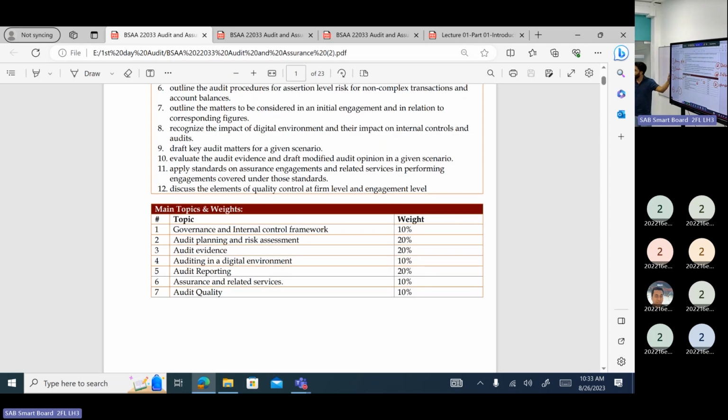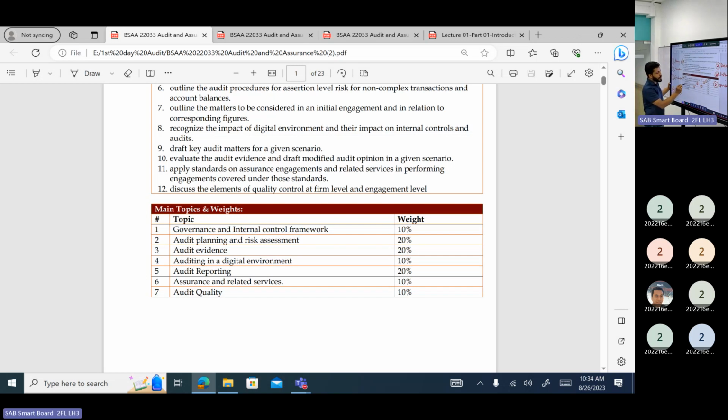We are performing audit procedures and gathering audit evidence. This is the largest topic we are going to cover. Audit evidence will take more than 3-4 lectures to cover. Then number 3, audit reporting, is the conclusion. And here we also have a common topic.